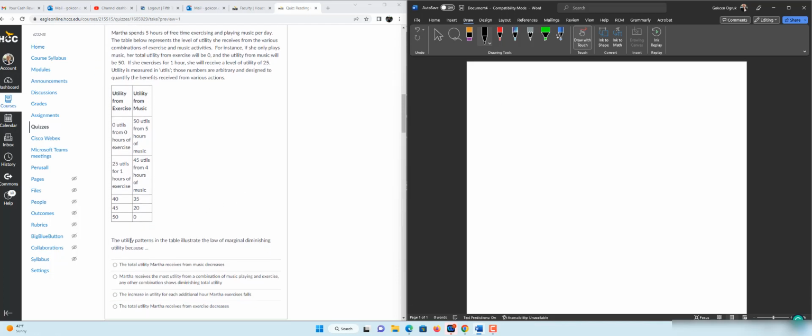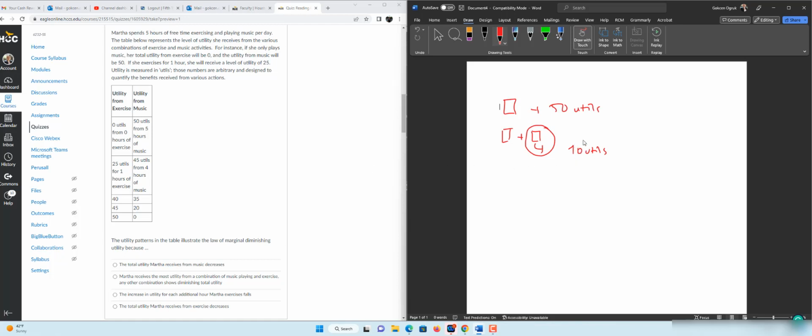The question is asking, the utility patterns in the table illustrate the law of diminishing marginal utility. So what is the law of diminishing marginal utility? For instance, let's say you drink 1 glass of water and you get 50 utils because you are so thirsty. And then you drink the second glass of water, and the utility you get from the second glass suddenly drops to 10 utils, right? That's what happens in real life. Because for the first glass you were thirsty, you got a lot of utility, but for the second glass, the utility drops.